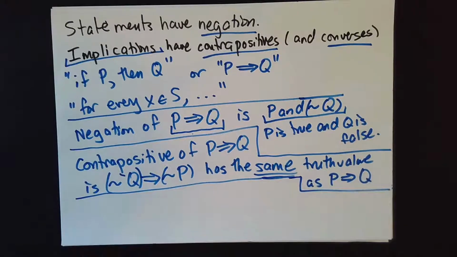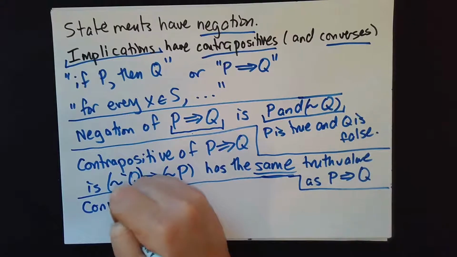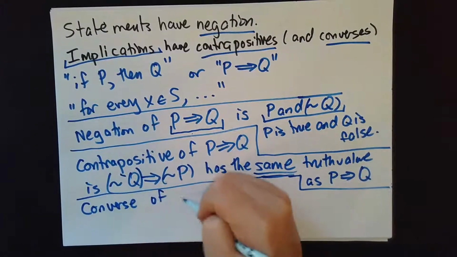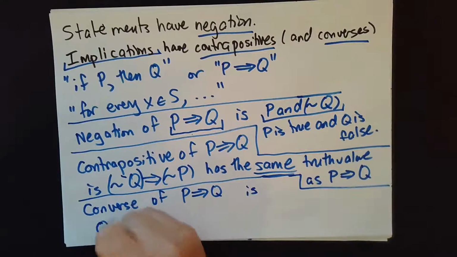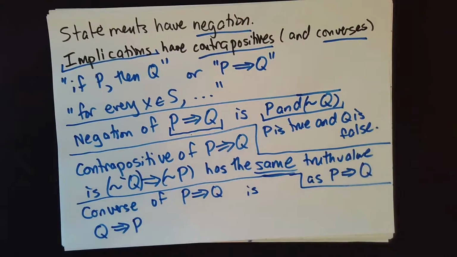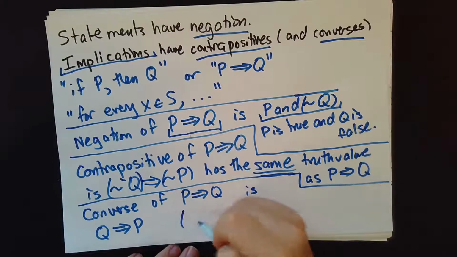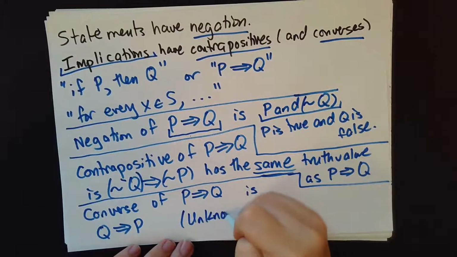Then last up we have the converse. And the converse, we don't know its truth value. It might be the same as the original implication. It might be the negation. We don't know. So here, this is an unknown truth value.